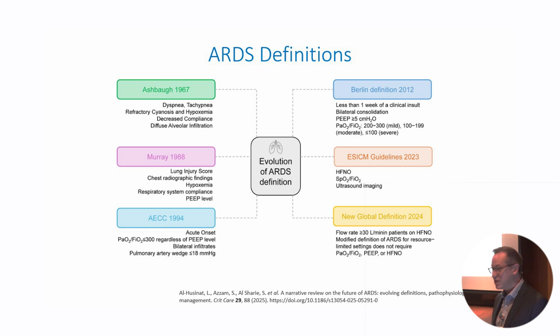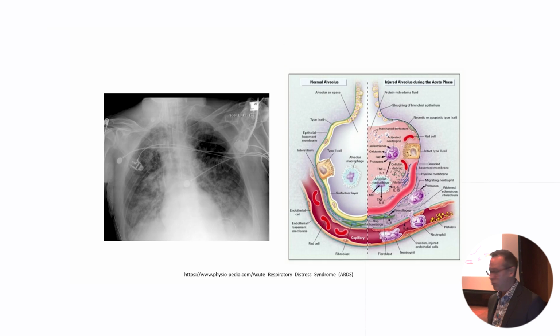The definition that I've been living with for most of my clinical career is the Berlin definition, where the criteria are that it's been less than a week, you have bilateral consolidations, and your P to F ratio is less than 300 on at least 5 of PEEP. That definition has pretty much stuck, but more recently there have been some additions to allow for the diagnosis to be made in patients who are on high flow, and for the use of ultrasound in more resource-poor environments.